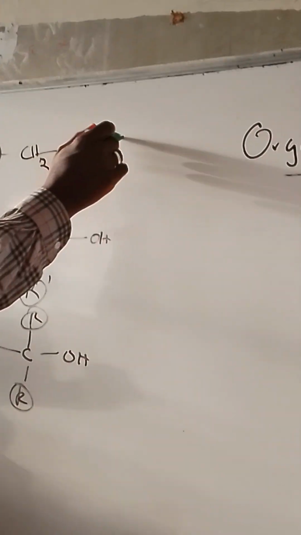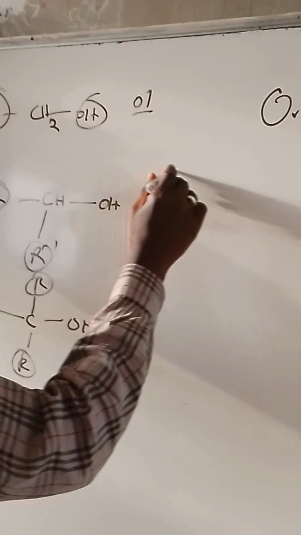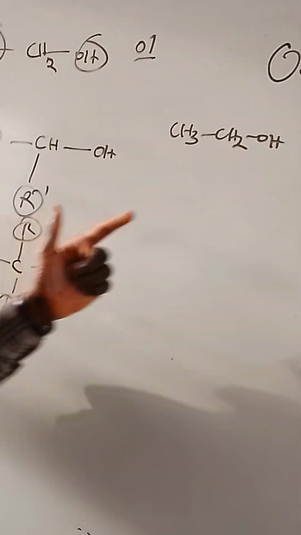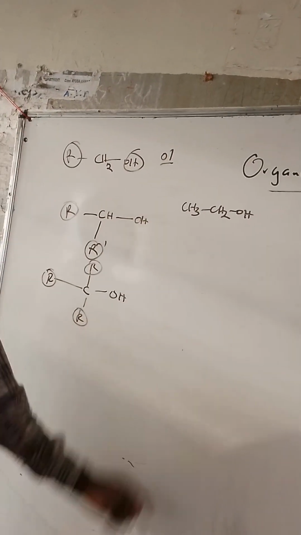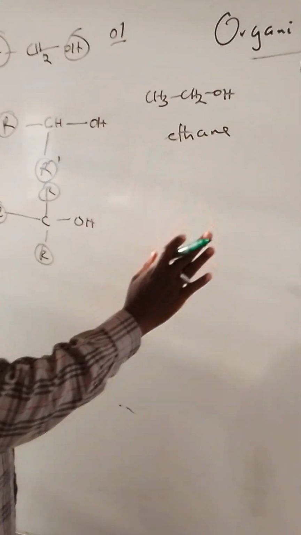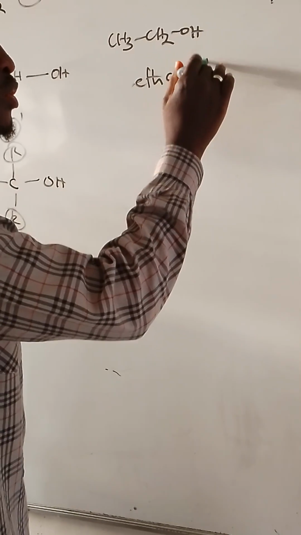And this one is called R. To name this, for instance, if you have CH3CH2OH, this is the most common form of alcohol, and it's called ethanol. Why? You get the name from ethane: remove the E and replace it with OL.